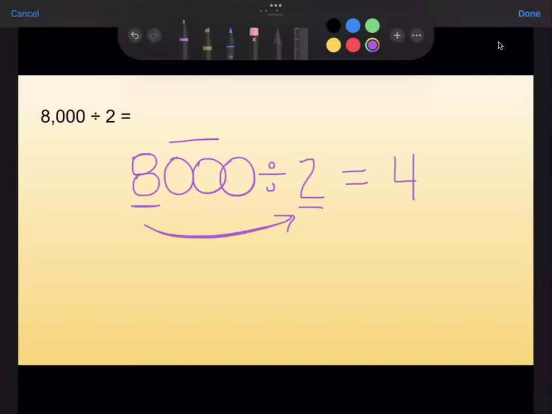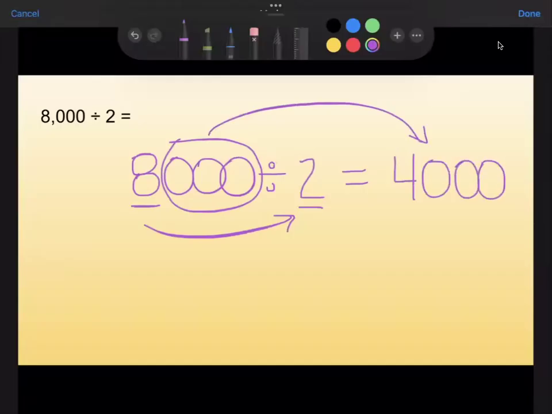Now I need to take all of these extra zeros at the end of the 8 and put them at the end of my answer. So that would be 3 zeros. 1, 2, 3. So 8,000 divided by 2 is equal to 4,000.